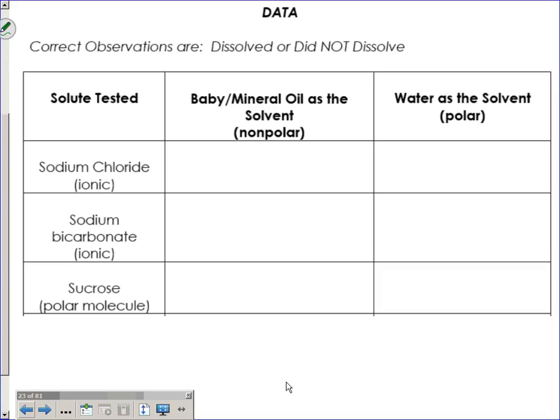Okay, so you've got sodium chloride in the baby oil versus the water. Observation, Ayana, which one did you guys observe?